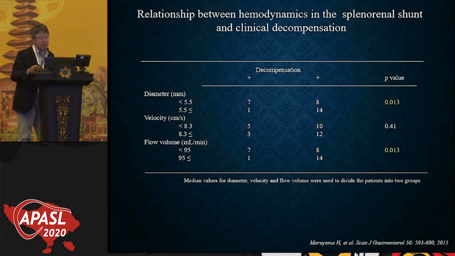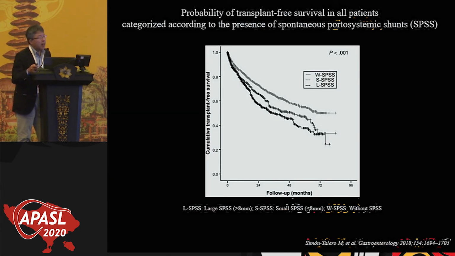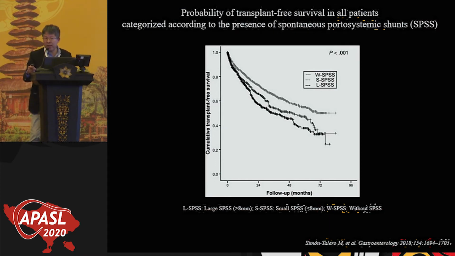And this study shows the relationship between hemodynamics in the splenorenal shunt and clinical decompensation. You will find a higher incidence of decompensation as the degree of splenorenal shunt gets worse. And this is data recently published in Gastroenterology, which shows the close linkage between the presence or degree of portosystemic shunts and cumulative transplant-free survival. So we should be careful about the management of spontaneous shunt because of the advanced degree of liver condition.